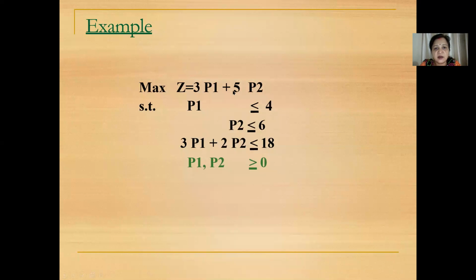Let us see another example. Maximize z equal to 3p1 plus 5p2. Here p1 is less than or equal to 4, p2 is less than or equal to 6, and 3p1 plus 2p2 is less than or equal to 18. In this case also we have non-negative conditions.